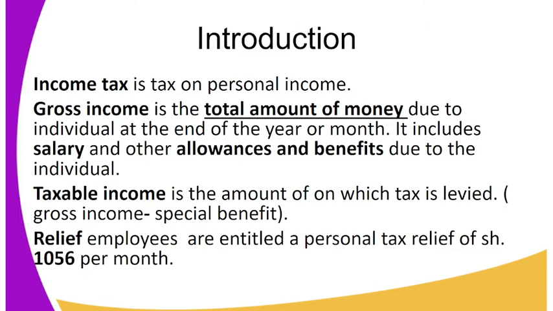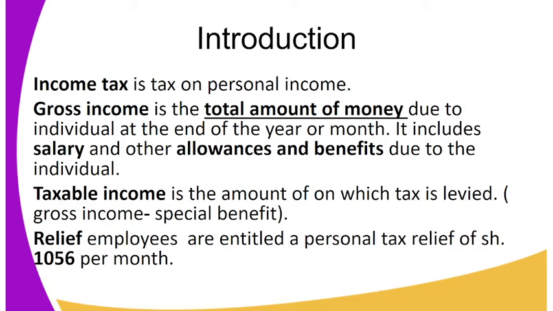In introduction, income tax is the tax on personal income. Gross income is the total amount of money due to an individual at the end of the year. It's the total amount of money. So gross income is equal to salary plus allowances.